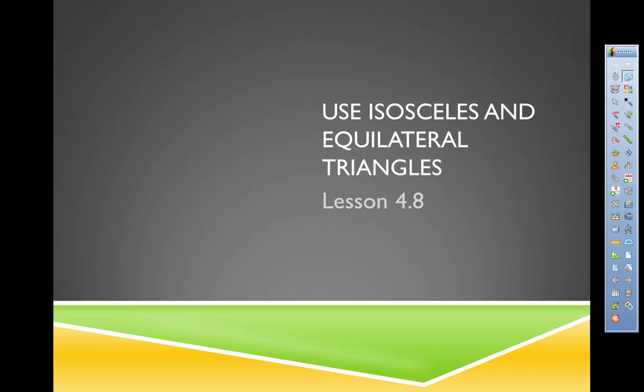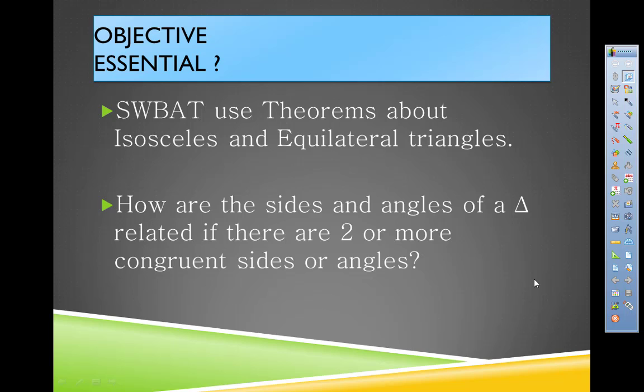Okay, isosceles triangles and equilateral triangles. A couple little theorems. These are pretty easy though. I don't think you'll find them too terribly difficult. So our objective: students will be able to use theorems about isosceles and equilateral triangles. Pretty simple enough. How are the sides and angles of a triangle related if two or more are congruent sides or angles?